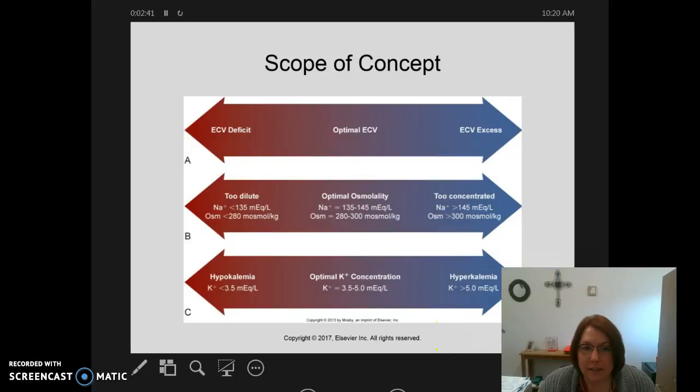For the scope of the concept, we're going to talk extensively about the extracellular volume deficit, optimal extracellular volume, and excess, and I mentioned this in my pathophysiology review. Also optimal osmolality to dilute or concentrated, and then hypokalemia versus optimal potassium versus hyperkalemia, which is high levels of potassium. Later on in these presentations I will be talking about calcium, phosphorus, and magnesium as well.